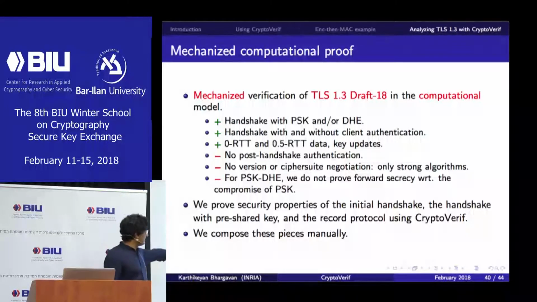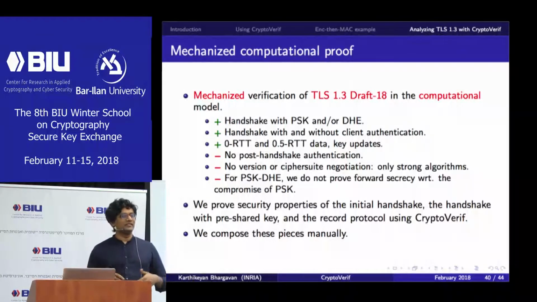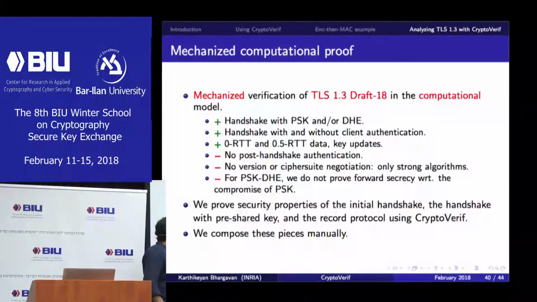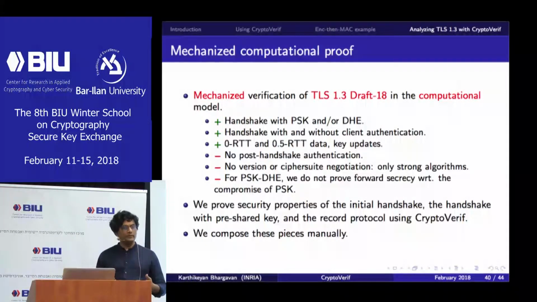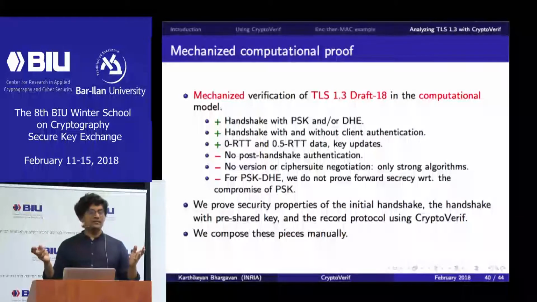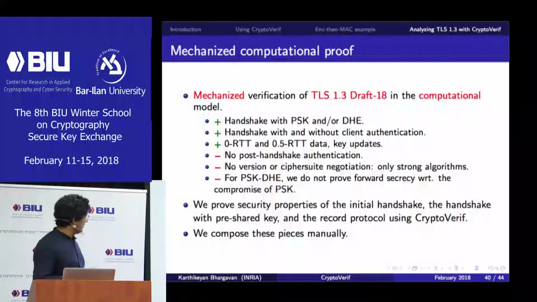However, we did not cover things like post-handshake authentication. We threw away all the cipher suite negotiation like we do in crypto proofs, because it's just too complicated to deal with. We do not really consider the compromise of pre-shared keys, but we do consider the compromise of certificate private keys for forward secrecy.